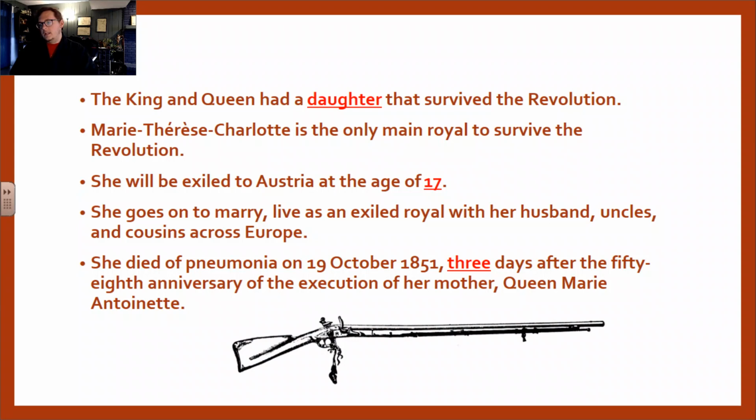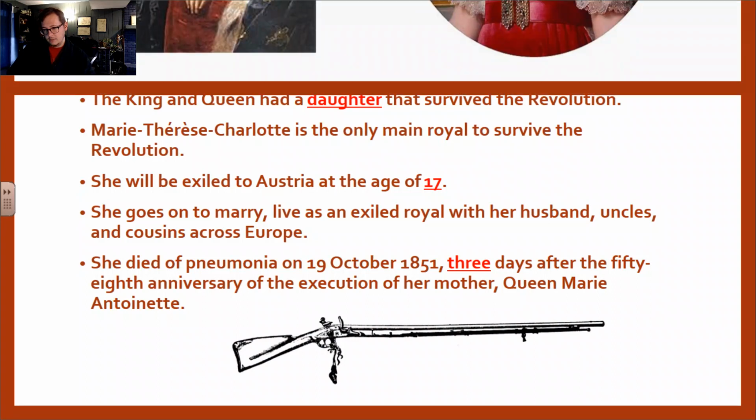The King and Queen had a daughter that survived the revolution, Marie-Thérèse Charlotte. She's the only main royal to survive the revolution. She'll be exiled to Austria at the age of 17. She goes on to marry and lives life in exile with her husband, uncles, and cousins. She'll die of pneumonia 3 days after the 58th anniversary of her executed mother. And I believe, because later on there's going to be a Louis XVIII eventually, that it's her kids or grandkids that are a part of it, but don't quote me on that.